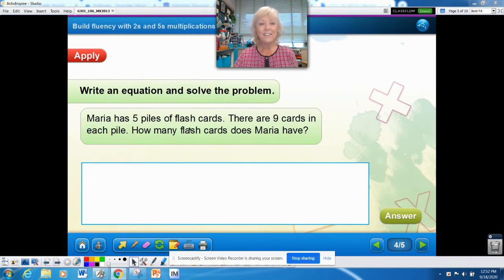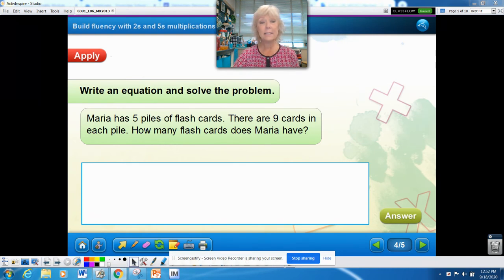Maria has 5 piles of flashcards. There are 9 cards in each pile. How many flashcards does Maria have? Let's look at that key context clue here when it says how many. So when they want to know how many, what are we doing? We are taking one amount and a second amount, and we're putting them together so we know the total amount of both things.